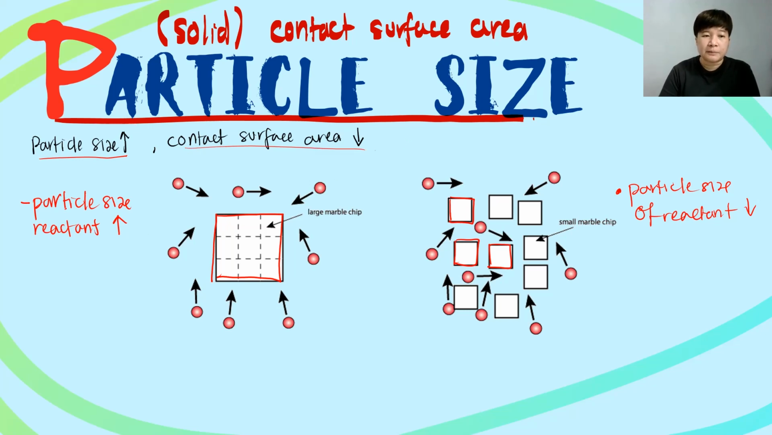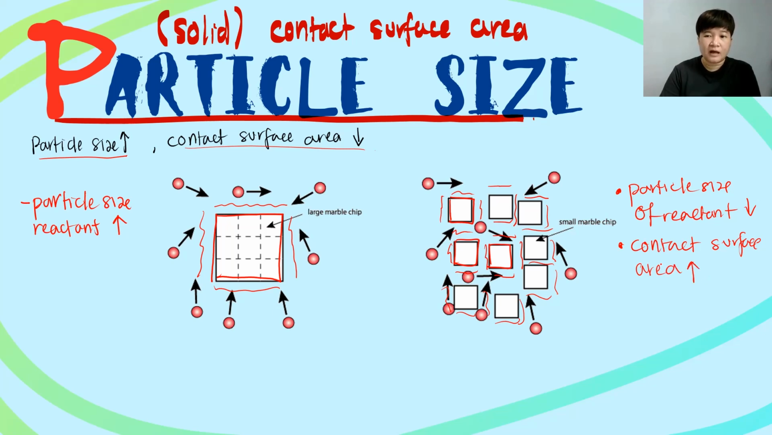Let's see. The particle size over here is very big, and the contact surface area is only this side. You only have this area of contact surface area. Compare that to when the particle size is smaller. When the particle size is smaller, you have a lot more contact surface area because all this area can form intermolecular forces. So all this is your contact surface area. If you compare in the diagram, you can see obviously that when the particle size of the reactant is smaller, the contact surface area increases.